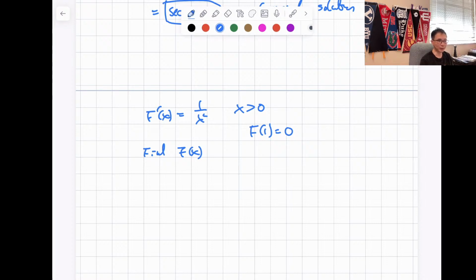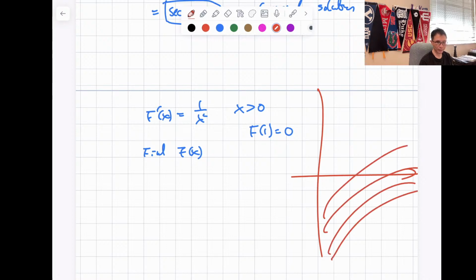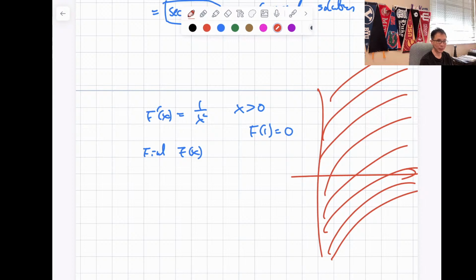If you think about the graph of 1 over x squared, it's going to look something like this. But there's only one equation that crosses the point 1, 0. There's a lot of general solutions because you have plus c, so it's basically a vertical shift of the whole function. That function could be anywhere, but there's only one that has this point. So we call that the particular solution.